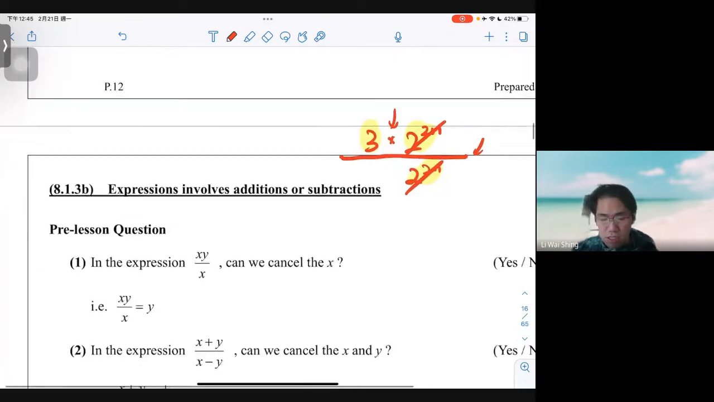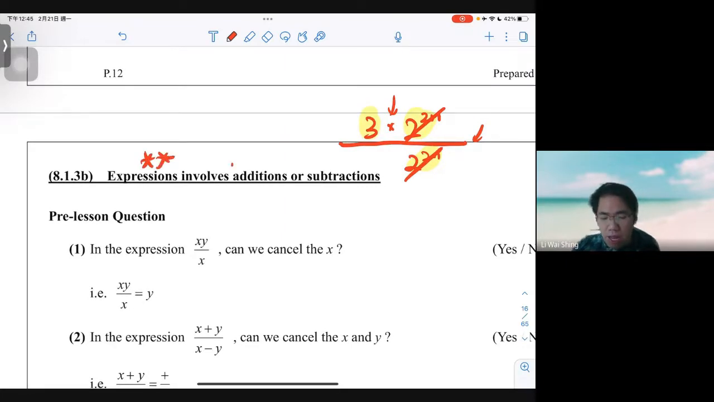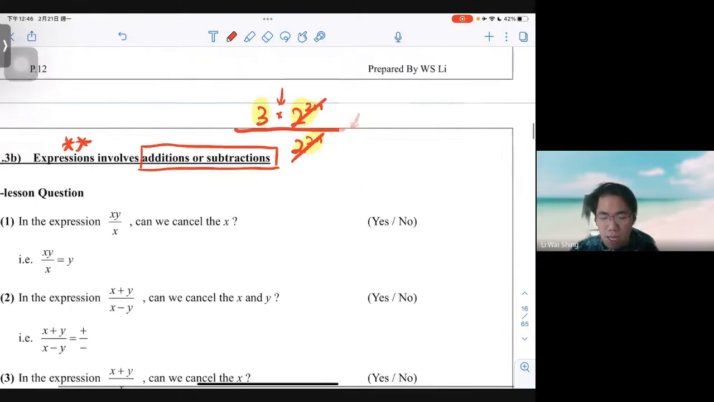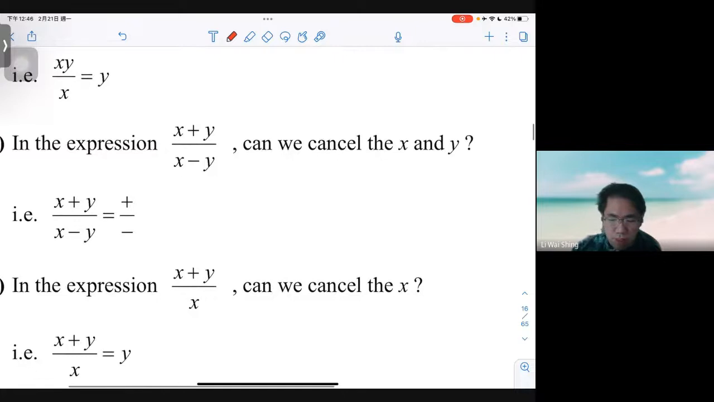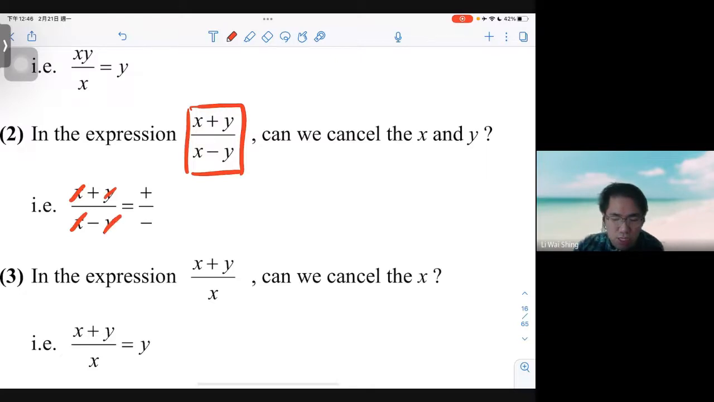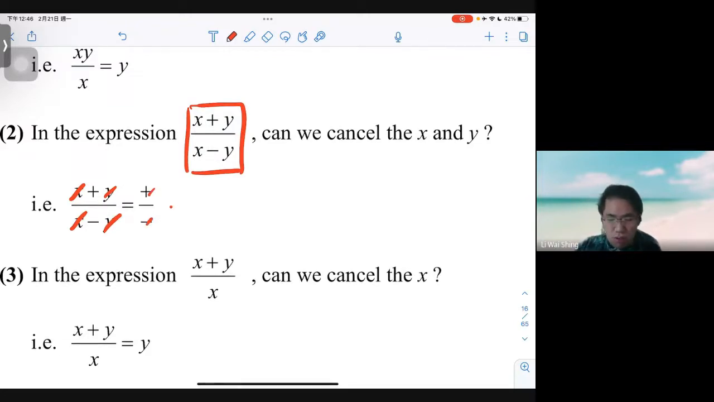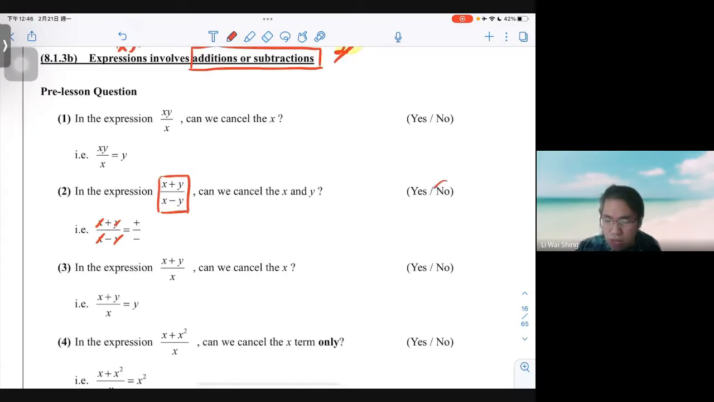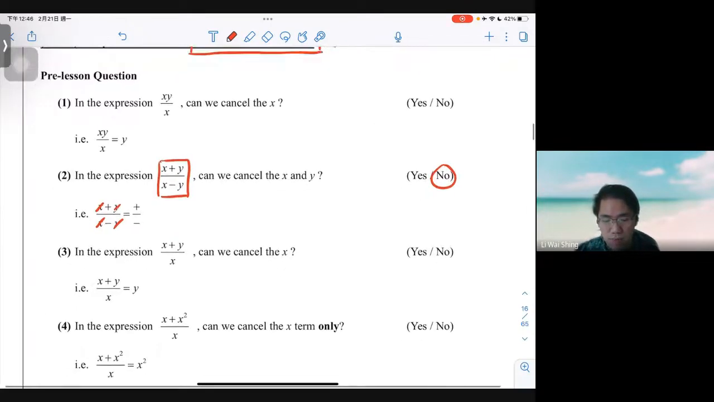However, in the next part, which is the most difficult part, we give some addition and subtraction signs in our expression. For example, in the expression of x plus y over x minus y, can I just cross out the x and y and give plus divided by minus at last? You cross out the horizontal line, so it equals 1 over nothing, right? Obviously not. When you have a plus sign and a minus sign there, you can't cancel them with each other. What about the third one?